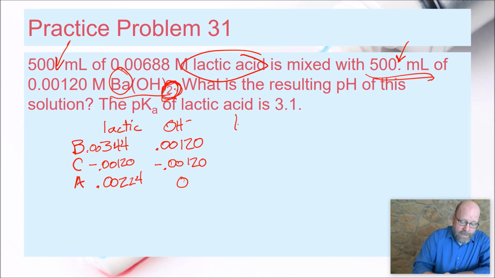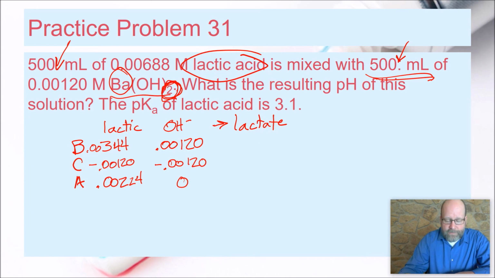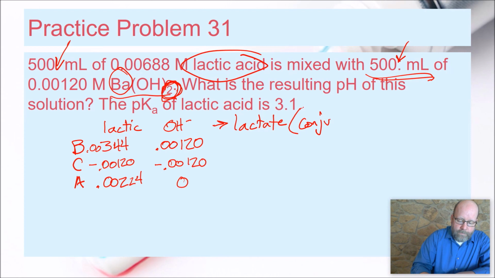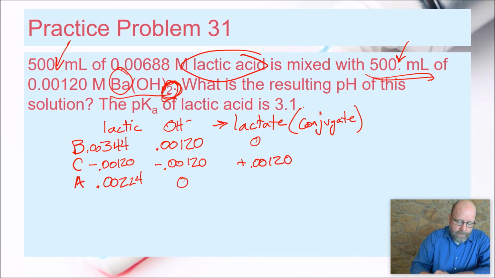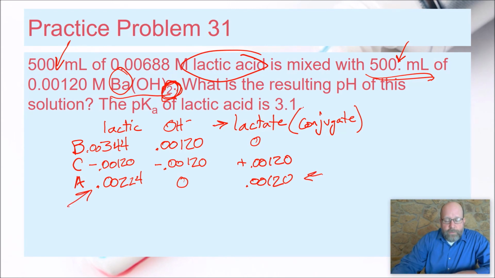And in this case, because I've got excess lactic acid, I've just neutralized some of this. I made a buffer, so I need this lactate here. And if you don't know what the lactate should be, you could just put in, this is the conjugate. If you didn't know that lactate is the conjugate base of lactic acid, that's fine. Just put the conjugate. You can write conjugate or just CONJ, something like that, so that you know that you're looking at the conjugate. And so in this case, it's going to be 0 to start with. It's going to be plus 0.00120. And so this is going to be 0.00120. So now we've got a conjugate base. We've got an acid. So we made a buffer solution.